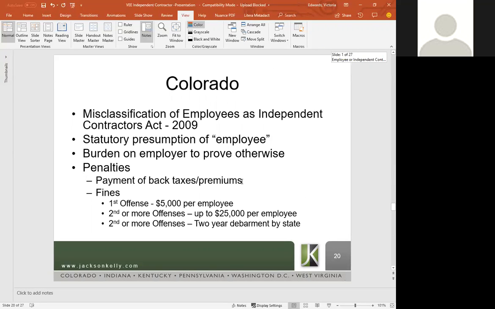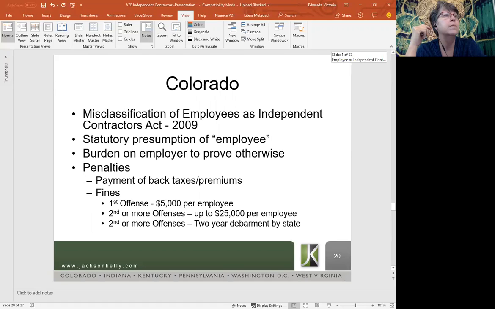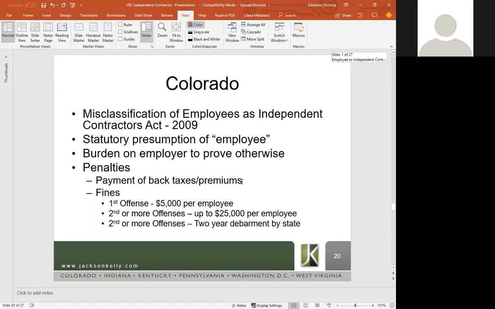Because I'm in Colorado, I just thought I'd put this slide in here, which is talking about the Misclassification of Employees as Independent Contractors Act. In Colorado, as in lots of other states, the statutory presumption is that they're an employee. And if you get hit with a complaint from the Labor Department, it's your job to prove that they weren't an employee. And once you do that, then the burden shifts, and they have to prove they were an employee. So it's not something to fool around with. Something to take very seriously.